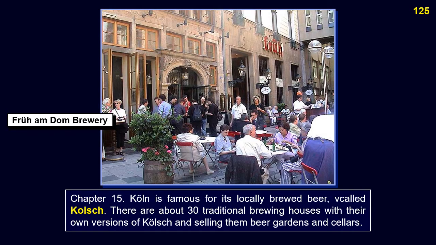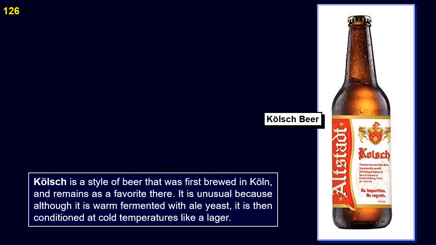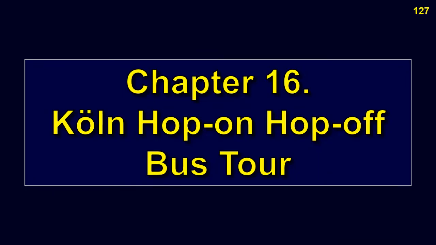Köln is famous for its locally brewed beer, called Kölsch. There are about 30 traditional brewing houses with their own versions of Kölsch, selling them in beer gardens and cellars. Kölsch is a style of beer that was first brewed in Köln, and remains a favorite there. It is unusual because although it is warm fermented with ale yeast, it is then conditioned at cold temperatures, like a lager.